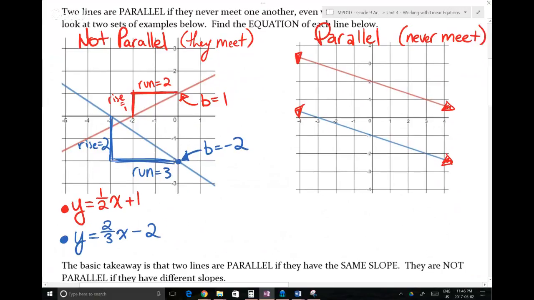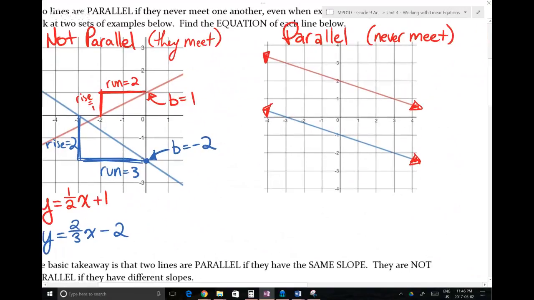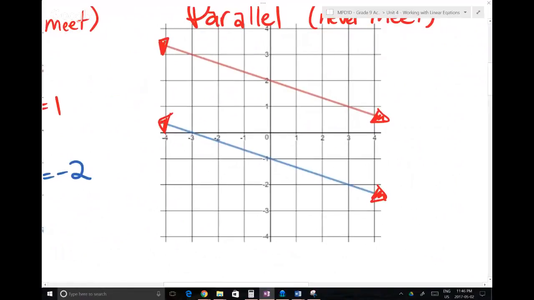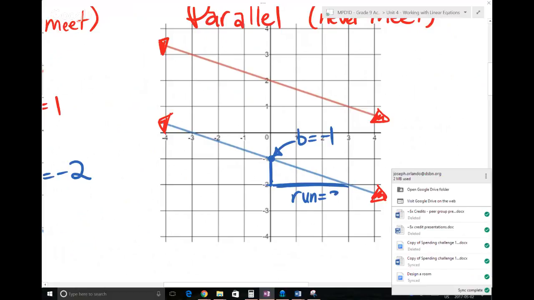Let's look at the example over here, because we've said these lines over here are parallel, so we might get a bit more information starting here. I'm going to start with the blue line. We're going to note that it has a y-intercept at negative 1. And let's see if we can get a slope out of this one. I would say this one has a run of 3 and a rise of 1.